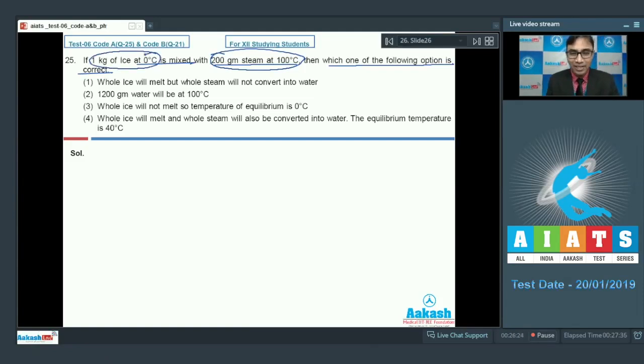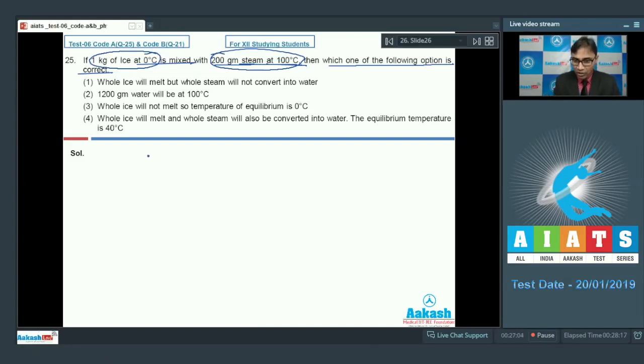So heat lost by the steam will be equal to the heat gained by the ice, and let's say the final temperature is some T degree centigrade. So heat lost by the steam will be how much? Since first this steam will be converted into water, because it is at 100 degrees centigrade and this is the minimum temperature of the steam, if it cools down, it will get converted into water. How much heat will be liberated when it converts into water?